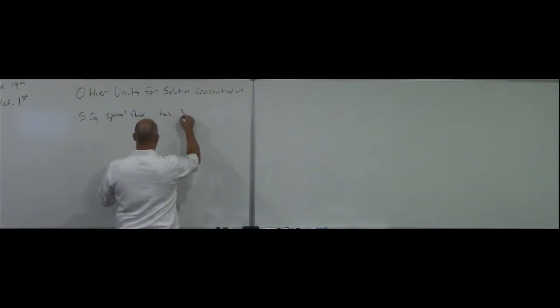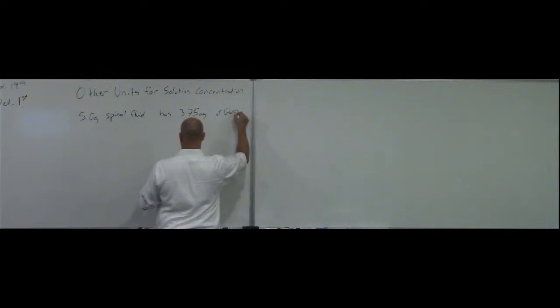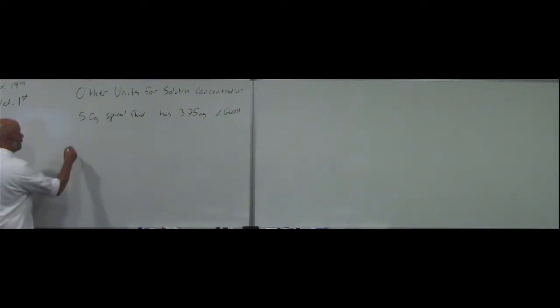5-gram solution of spinal fluid contains 3.75 milligrams of glucose. Okay? What is the percent by mass of the glucose? So this is easy. This is the same thing, but in word form, right? So I take my solute, divide it by my solution, and I multiply it by 100. So what's my solute here? Glucose. How much?